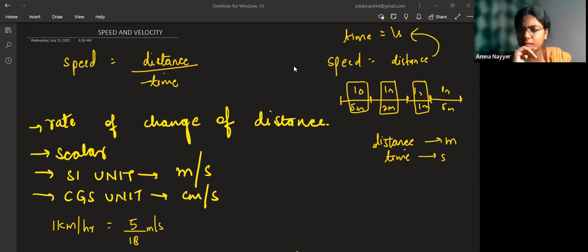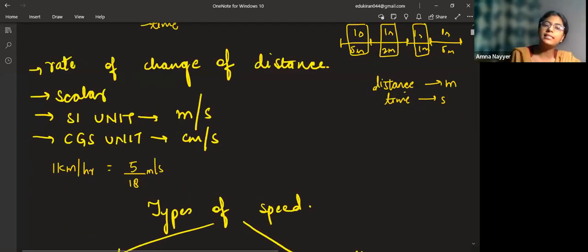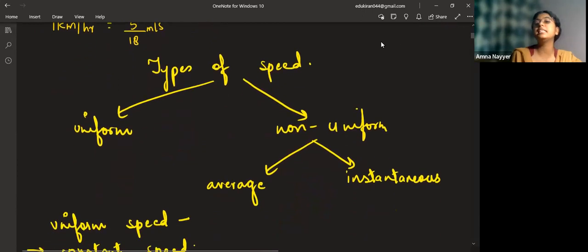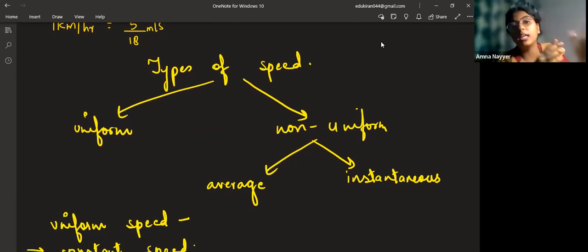No other physics part. Because today, when we jump to instantaneous speed, differentiation and integration continuously get involved. So this was the formula of speed which we had seen. The SI unit is meter per second and the CGS unit is centimeter per second. Now, one very important conversion you should remember: 1 kilometer per hour is equal to 5/18 meters per second. This conversion gets involved everywhere.